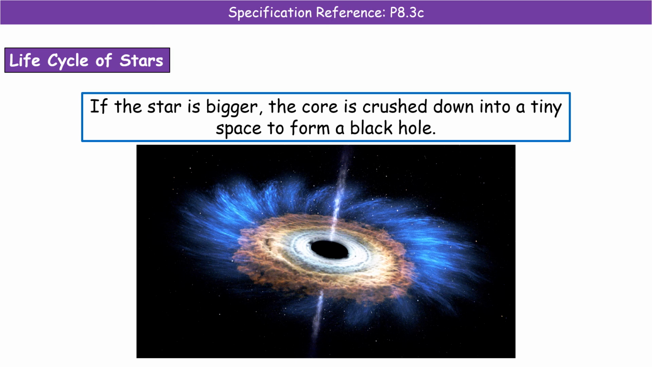If we have a big enough star, then that core gets crushed down even further into a tiny, tiny space. And that is a black hole. So what we're seeing there is the core just keeps getting crushed down into an incredibly small space to form this thing called a black hole, which has such a strong force of gravity that not even light can escape it, hence black hole.